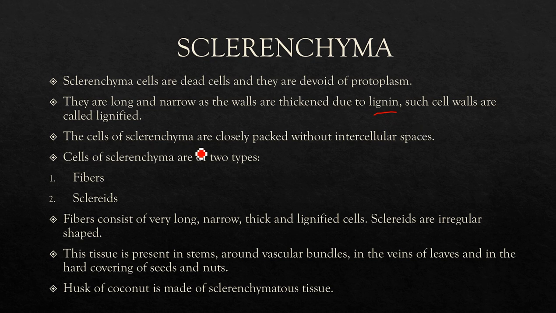The cells of sclerenchyma are closely packed without intercellular spaces. When in the case of collenchyma there was a little bit of thickening at the corners in an irregular way, that time also there were no intercellular spaces. So in the case of sclerenchyma there is too much thickening of the wall. There are no intercellular spaces again. Yes, the cells of sclerenchyma are of two types. One is fibers, another one is sclereids.